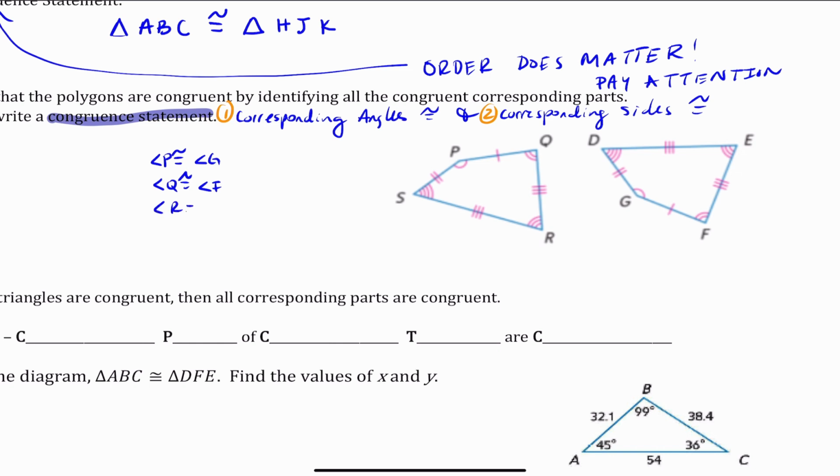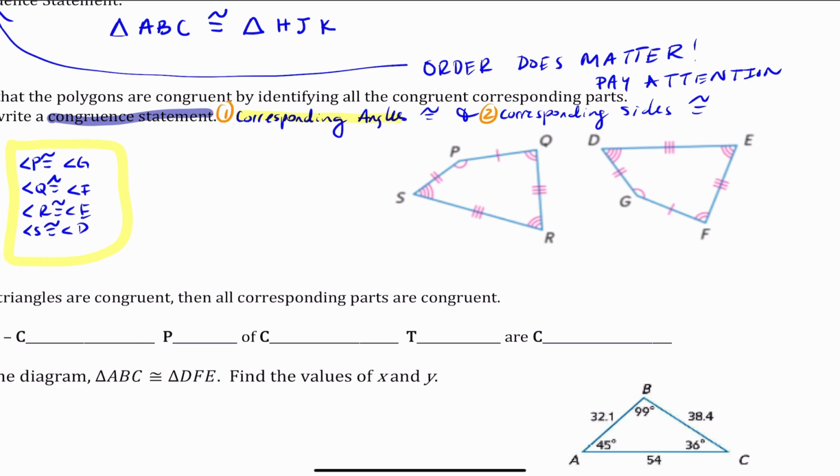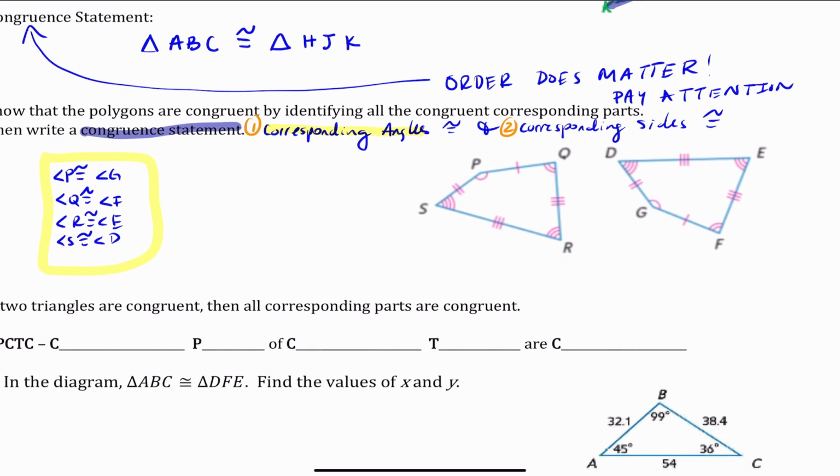And then this has 4 arcs, so I'm comparing that to angle D. So angle S is congruent to angle D. Okay, so these are my corresponding angles. So now I need to go ahead and find my corresponding sides. Okay, and the corresponding sides must be congruent.